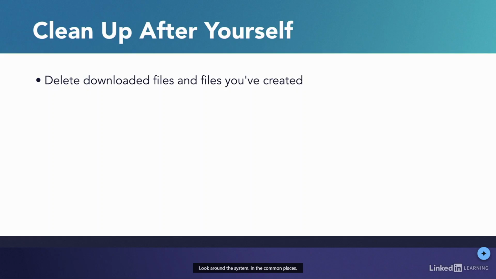Look around the system, in the common places, like the Downloads folder and the desktop, and open up the printer queue to check if anything is stuck there. Make sure you've made a copy of any files you created, if you need them, either to cloud storage or to your USB drive. And then delete the files from the shared computer and empty the trash.